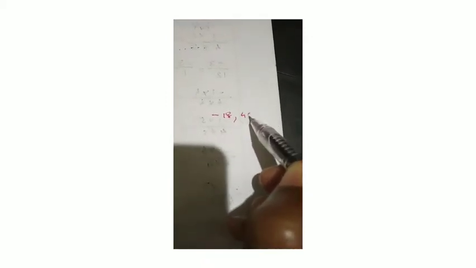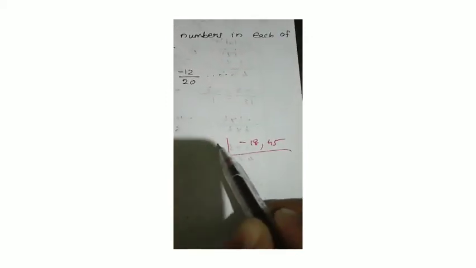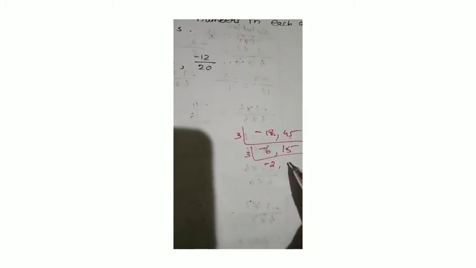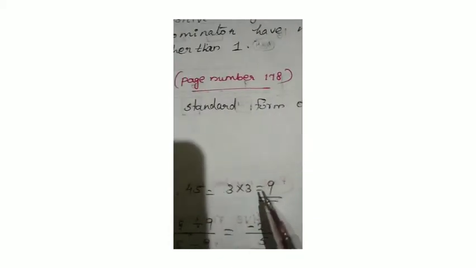Then negative 18 and 45, where the common factor is 3. In 2's table 45 is not there, so we have to write 3. In 3's table 18 is there, 45 is there. So negative 6 and 15. Again by 3, that is negative 2 and 5. There is no common factor for negative 2 and 5. 1 is the only common factor, but there is no use. So 3 and 3 is the common factor. So we can find the HCF.